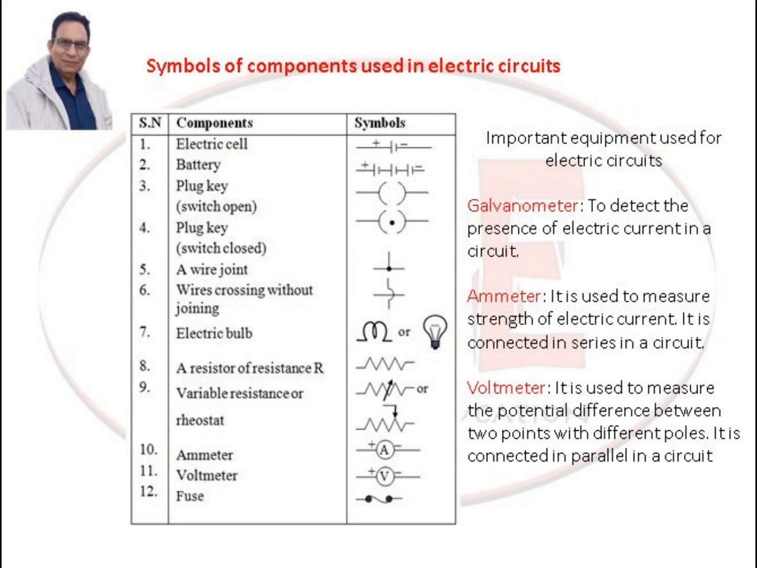Different symbols are used for different components in electric circuits. Some important equipment used with electricity: Galvanometer, it is used to detect the presence of electric current in an electric circuit. Ammeter, it is used to measure the strength of electric current. It is connected in series in a circuit. Voltmeter, it is used to measure the potential difference between 2 points with different poles. It is connected in parallel in a circuit.